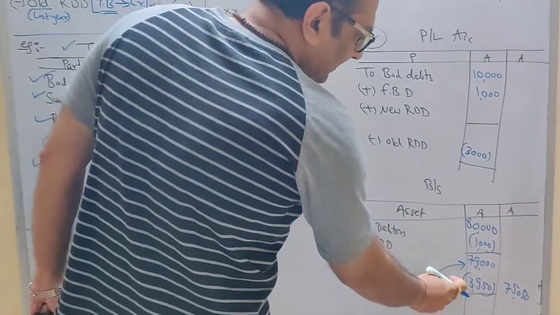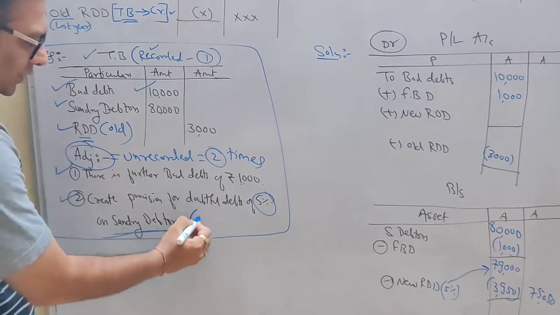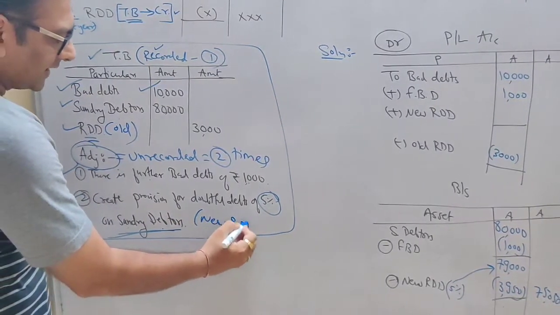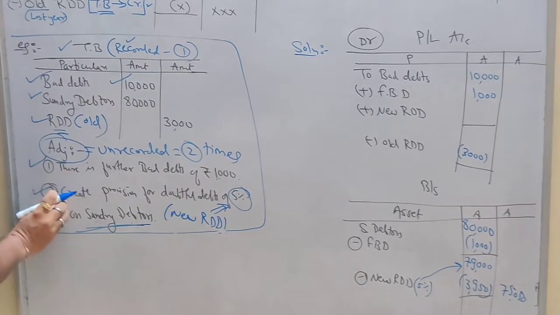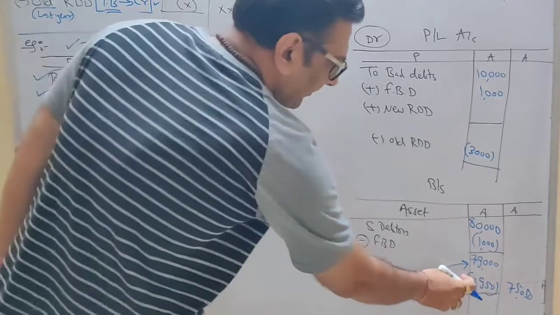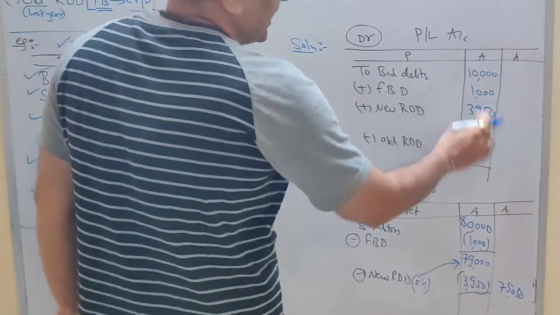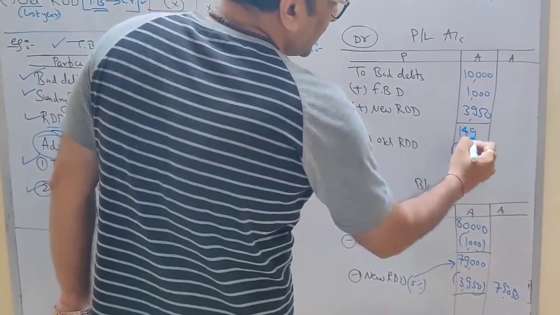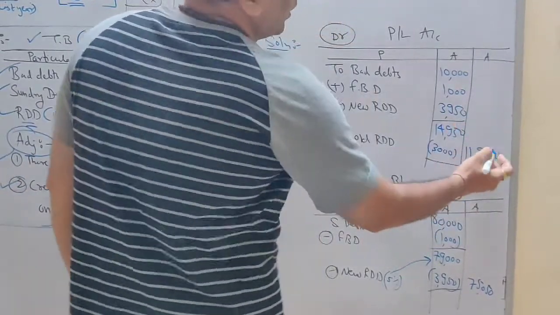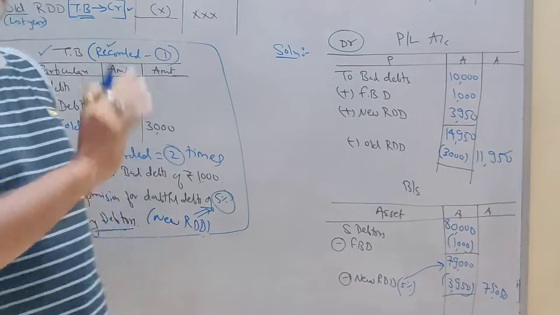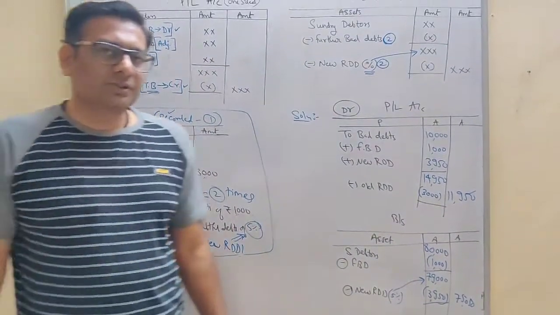Now you need to give the second effect of new RDD. Where is it given? In adjustment they have given new RDD. You have to calculate 5%. So new RDD is in adjustment. Give 2 effects. This is one effect. The second effect you will give here, 3,950. Now add all this. 14,950 minus 3,000 is 11,950, your final answer in the outer column. This is how you will solve bad debts adjustment. Hope you have understood, students. Thank you.